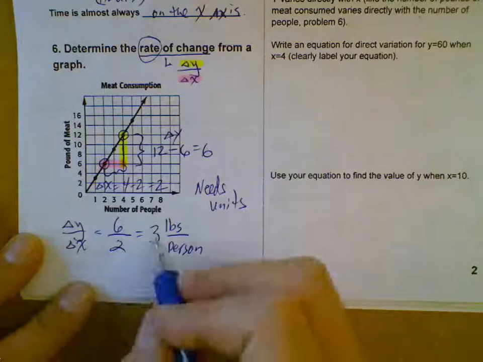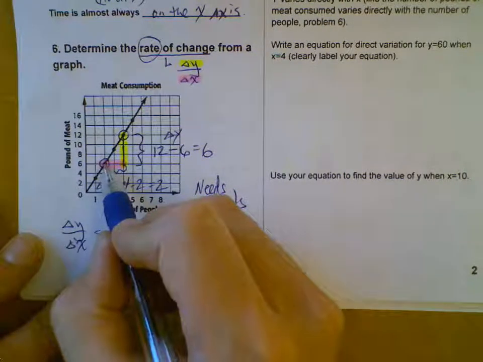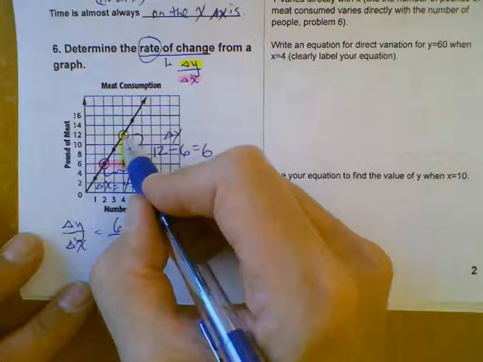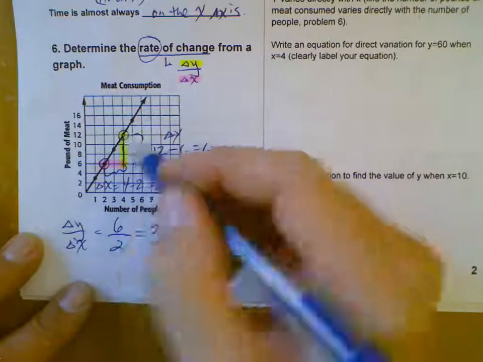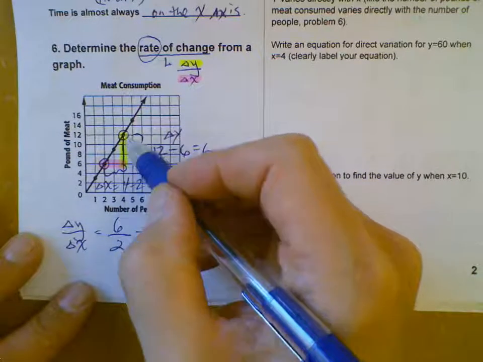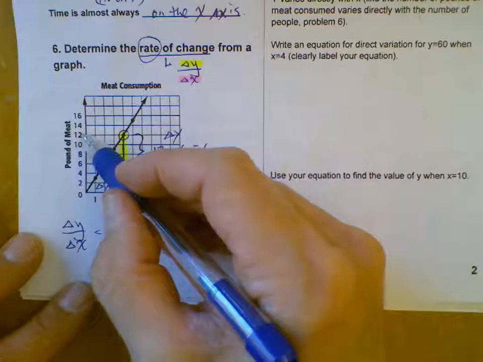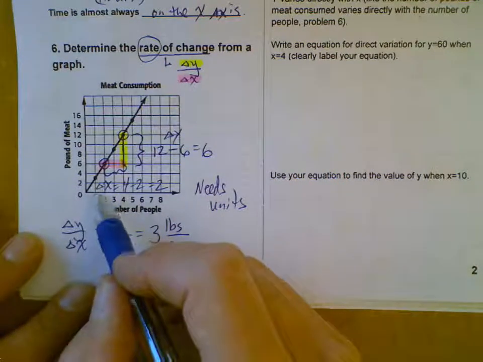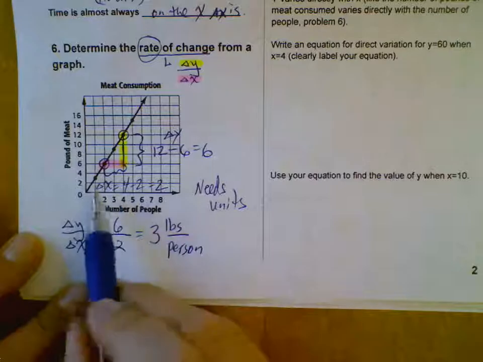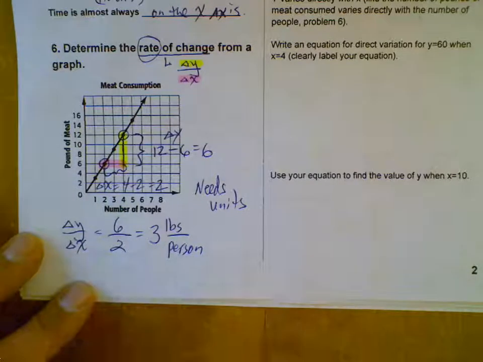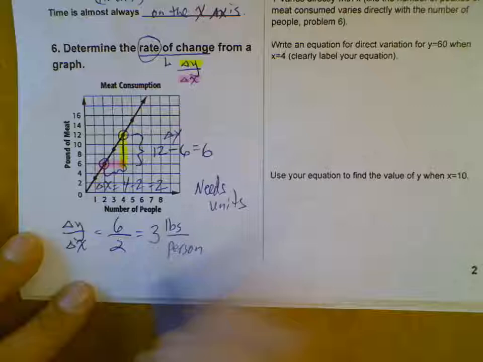Notice it's not the rate of change. We're only talking about this one point. We're not talking about this point, or this point, because this point here would be what? It would be 4 people consume 12 pounds of meat. This point here looks like one person consumes 3 pounds of meat. Oh yeah, so that dot sort of matches our rate of change, doesn't it?